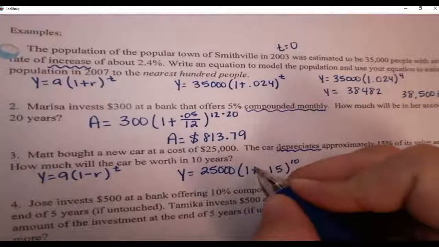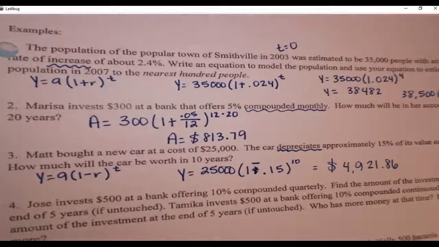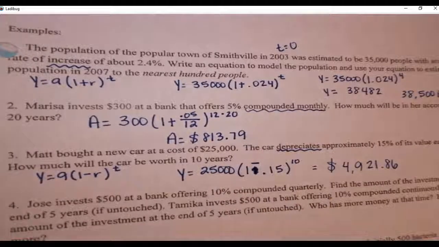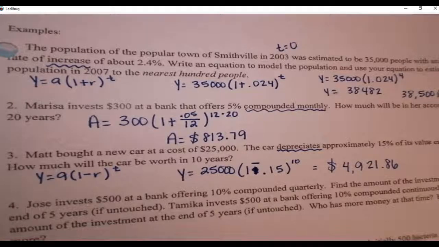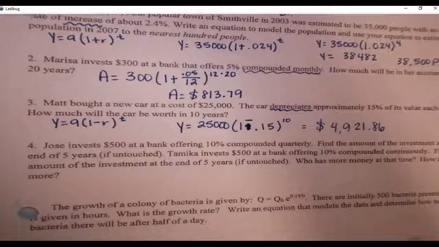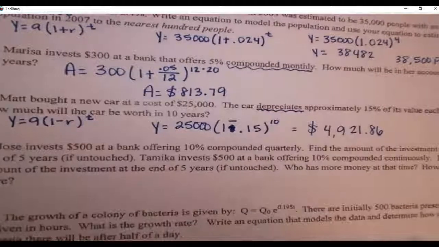Oh, that's because, my bad. Minus, I'm sorry. It's depreciating. Sorry. Okay. I wrote minus, but then I wrote plus. Any questions on that? Alright, let's look at 4.